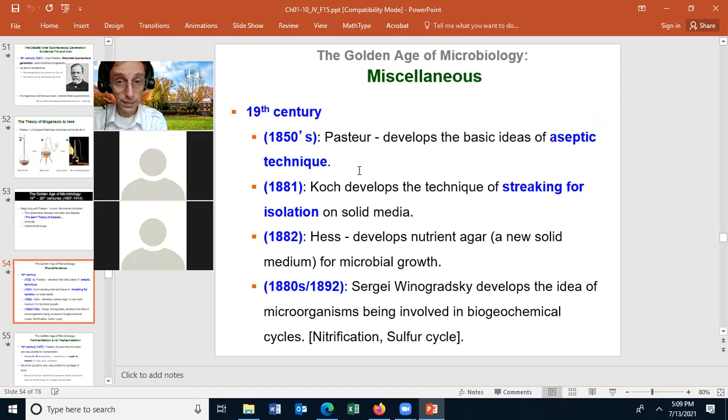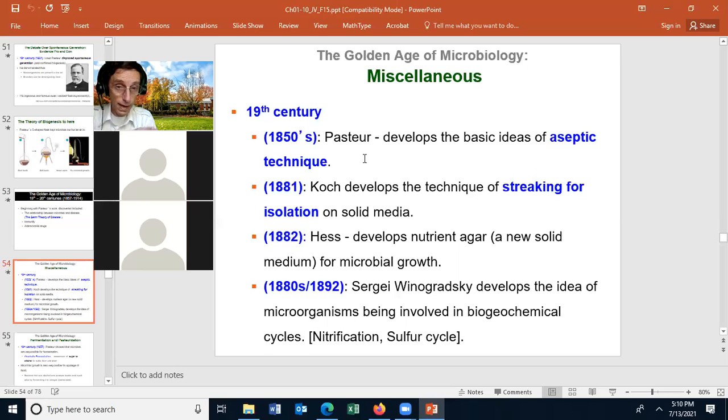Koch then developed the technique for streaking for isolation on solid media. Louis Pasteur did have a procedure for getting a pure culture, but it wasn't very easy to do, and it was labor intensive. And Dr. Koch developed an easy way of getting a pure culture. And what you do is you streak the bacteria out on a solid media, streaking for isolated colonies. We'll talk about that later in the lab.